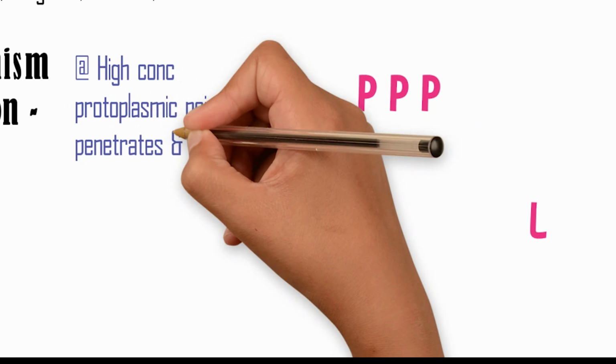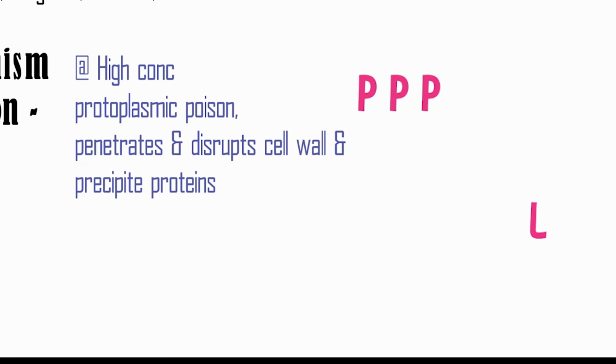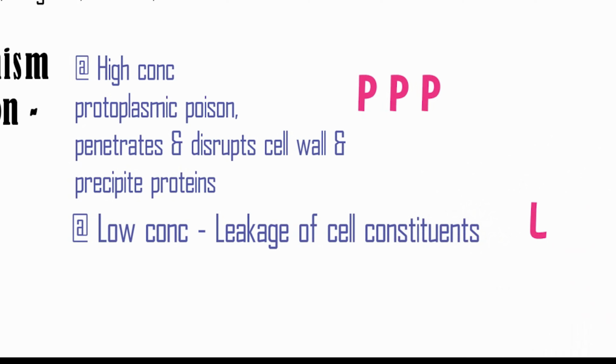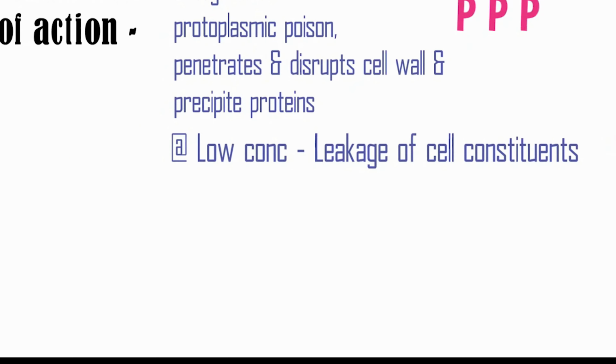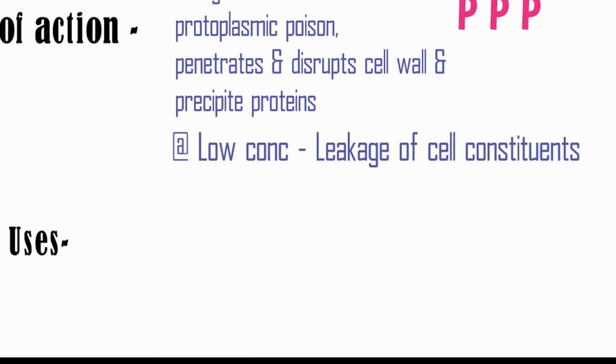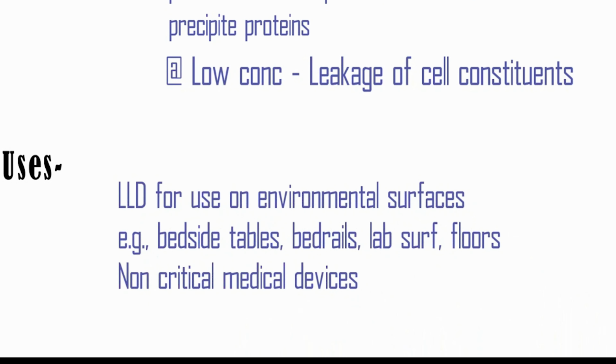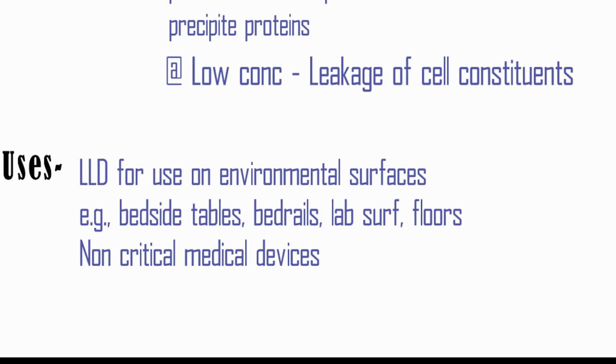At higher concentration, they act as poison. They penetrate and attack the cell wall as well as precipitate proteins. At low concentration, they cause leakage of cellular constituents. They can be used to pre-clean and decontaminate surfaces and disinfect semi-critical and non-critical items.